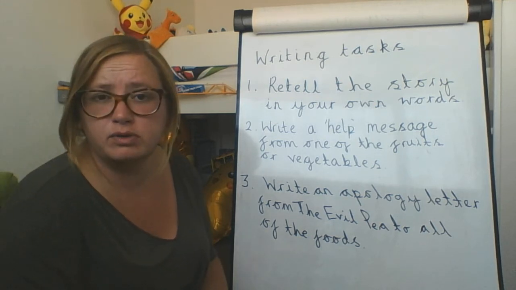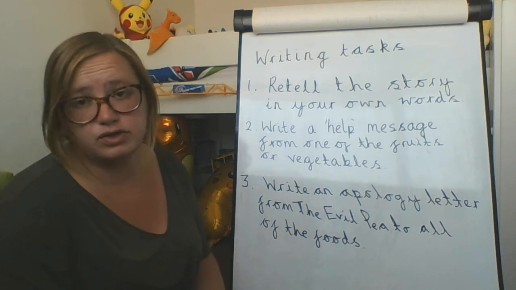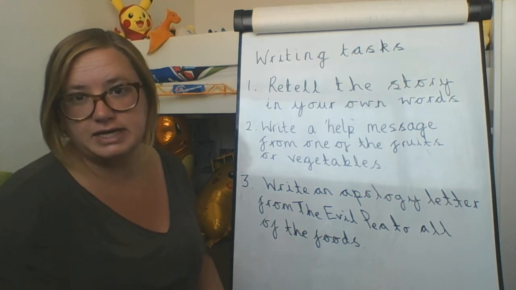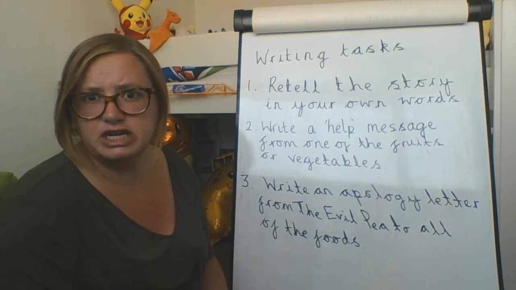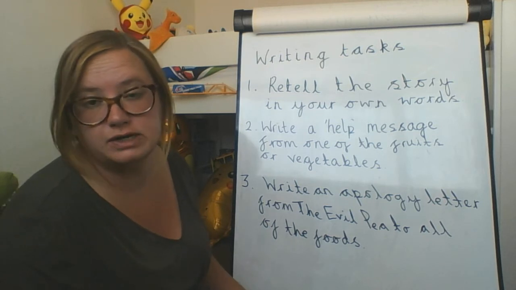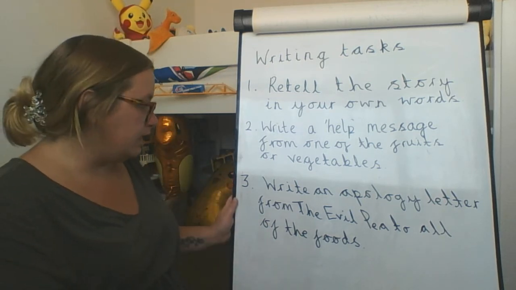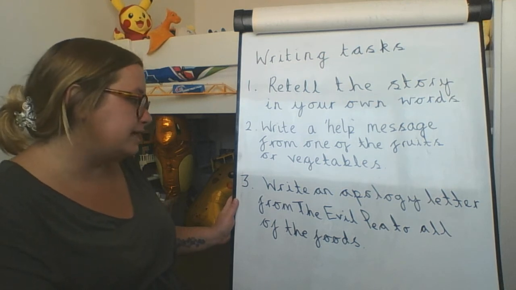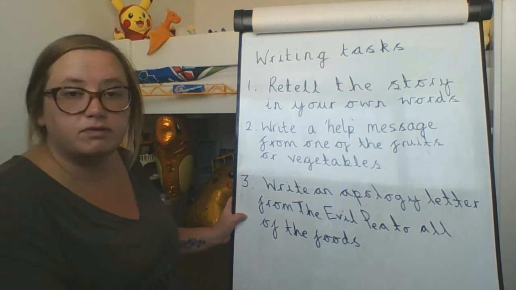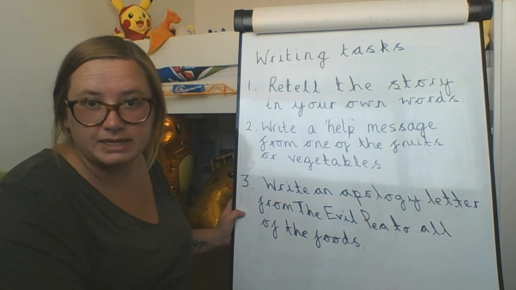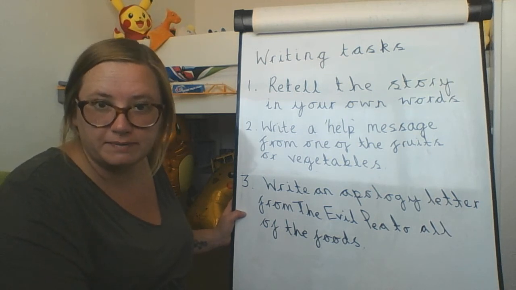For that, I would want a few sentences, not just the one, so make sure that you're putting lots of effort in and giving me some really good writing. We're going to look at what good writing looks like in a moment. And then for number 3, that activity is to write an apology letter from the Evil Pea to all of the foods that it may have upset during that story.